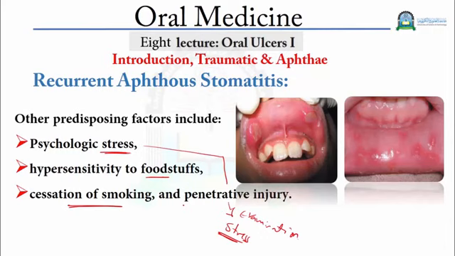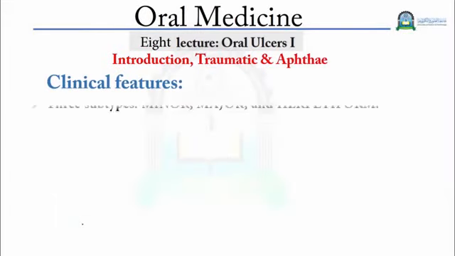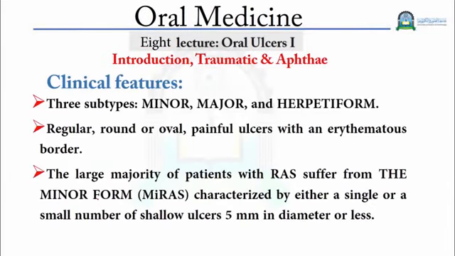Cessation of smoking leads to aphthous stomatitis because smoking, as found, makes the oral mucosa more keratinized, so it will be more resistant to ulcerations. For this reason, when the patient stops smoking, recurrent aphthous stomatitis might develop.